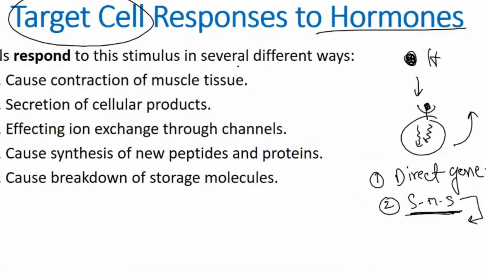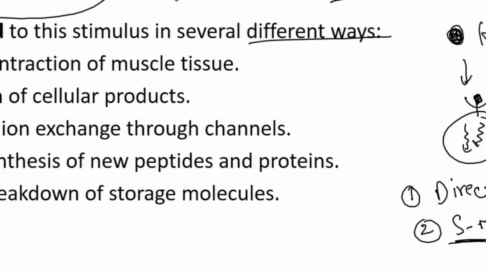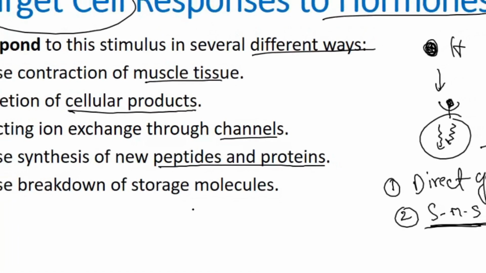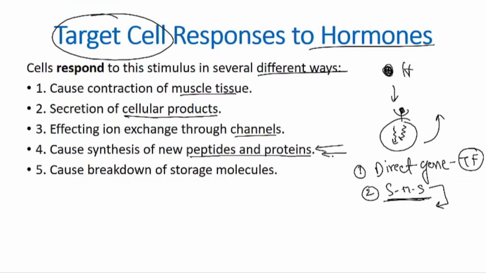So cells respond to this stimulus in different ways, and these are the different ways that we list for the process. They cause the contraction of the muscle tissue. They sometimes also cause the secretion of cellular products. They also affect the ion exchange channels and the ion exchange through the channels. They cause synthesis of new peptides and proteins inside the cell, which is very common and the most common above all. And they also cause the breakdown of storage molecules. All these things play as an effect after the hormonal activity to a specific target cell.